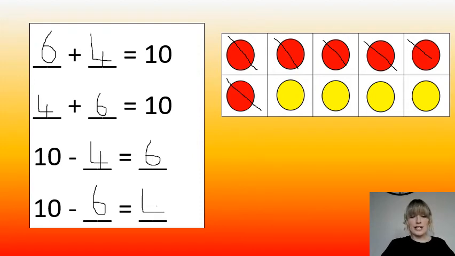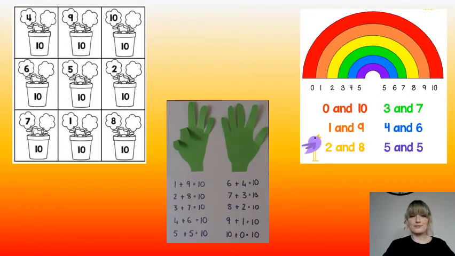So when we know our number bonds to 10, we know lots of other facts. Because if we know that 6 and 4 is 10, we also know that 4 and 6 is 10. And 10 subtract 4 is 6, and 10 subtract 6 is 4. So you'll know lots of other number facts if you know your number bonds. So today you're going to choose your activity that will help you to practice them.